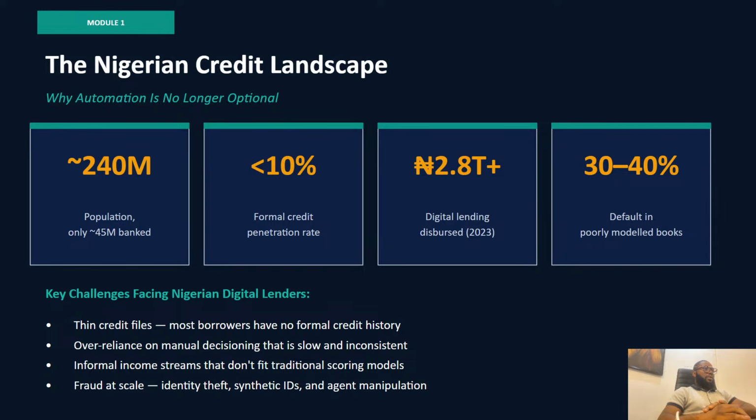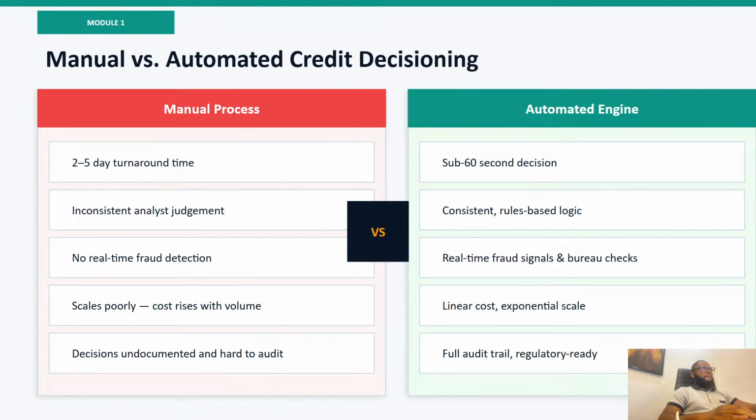We also have, in Nigeria, fraud at scale. We have cases of identity theft. We have synthetic IDs, and we have agent manipulations. That's as a result of those lenders that still leverage on sales agents. So we've done this before.